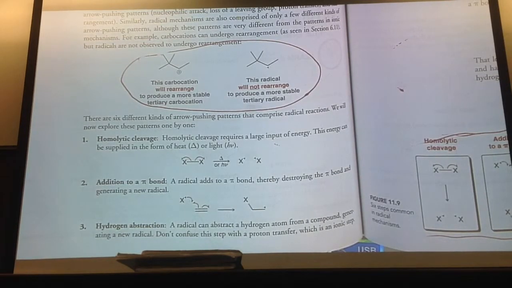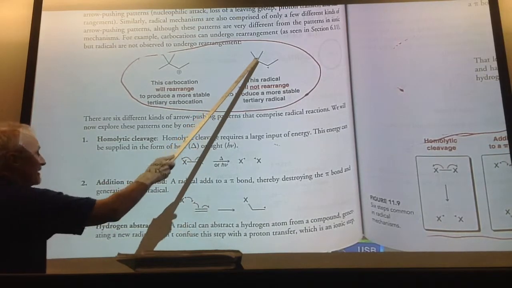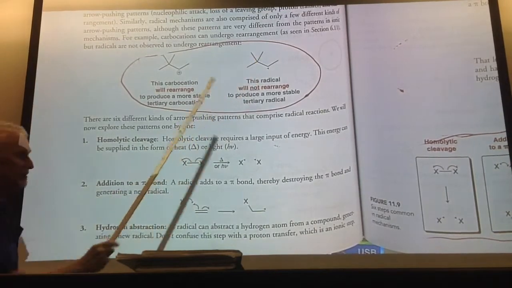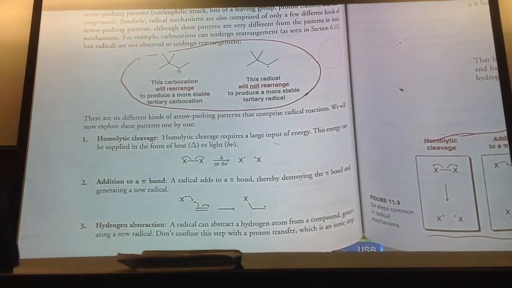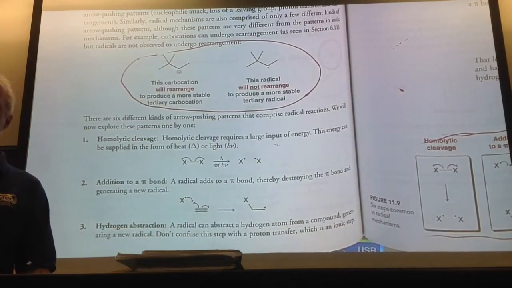So carbocations can rearrange, radicals don't. So you can't slide this over here with a radical over here. Once a radical is formed, you don't get a 1,2 hydride shift or a 1,2 methyl shift.